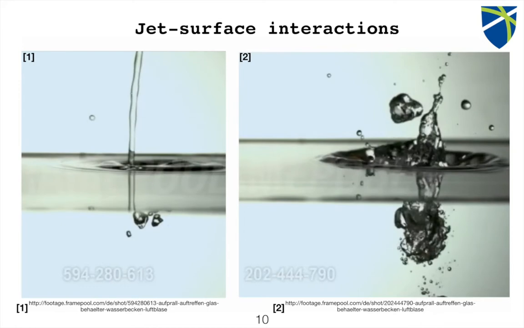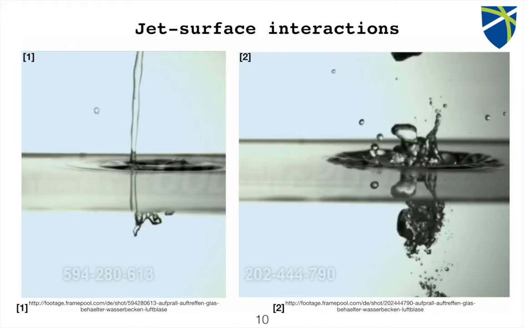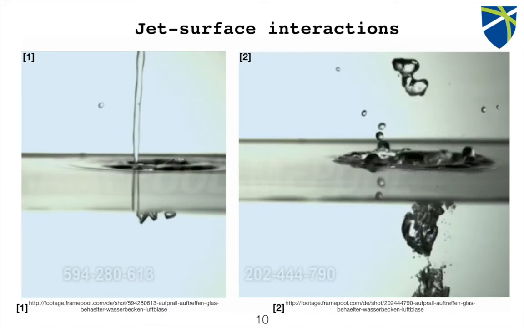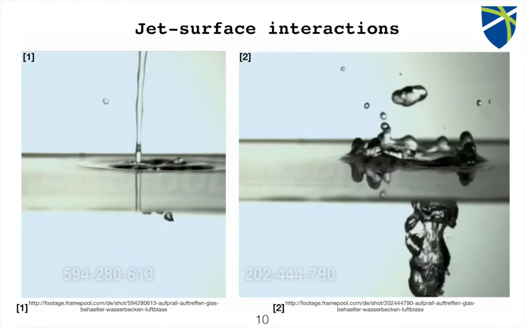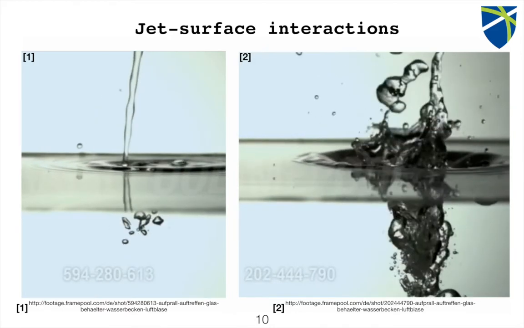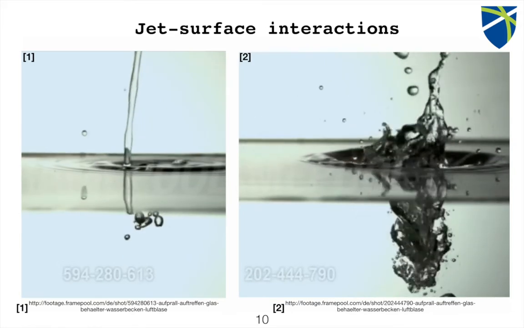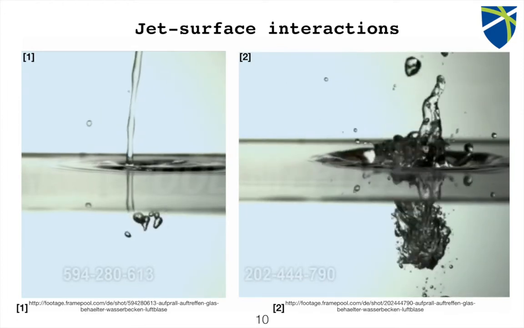we have to look at water jet and water surface interactions. These are two types of water jet hitting a water surface. On the left, we see nearly laminar flow, not split up into droplets, hitting a water surface, plugging very few bubbles underwater. And on the right side, we see a jet which has already split up into droplets, plugging a lot of water bubbles under the water surface.